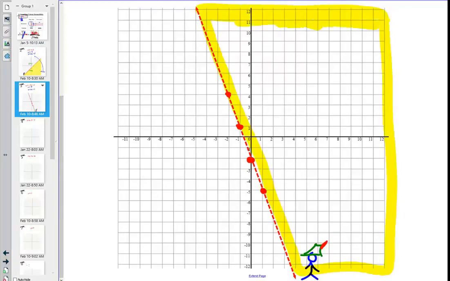Please, on your test, don't draw stick figures. You can do it at home if you want. Y gets shade up. Y no get shade down.